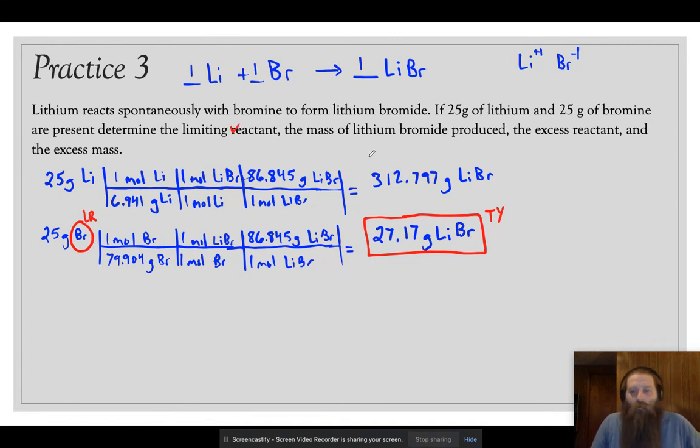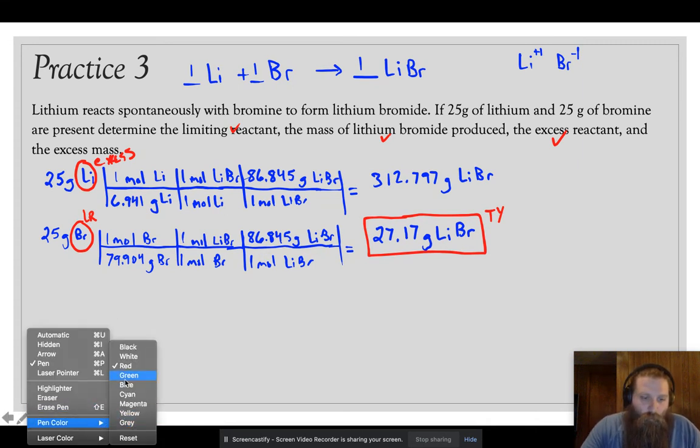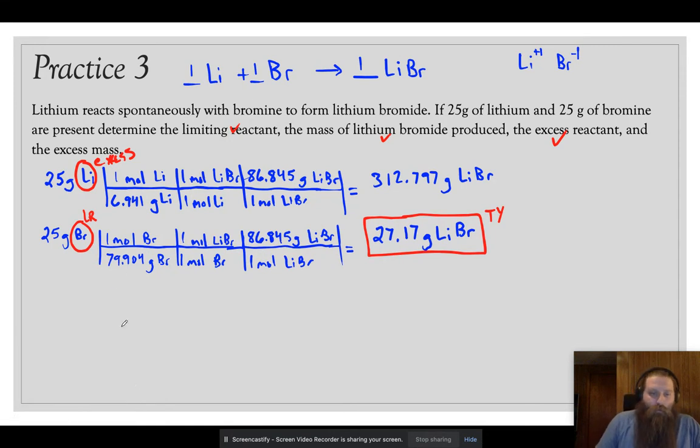So I found the limiting reactant, I found the mass produced, that's the theoretical yield. I found the excess reagent, right, because we found them at the same time. Lithium is in excess. Yeah, there we go. All right. So now all I need is the excess mass. So I have one more conversion to do, and then a little bit of subtraction. So I take my theoretical yield, 27.17 grams of LiBr. I'm going to convert it into my excess reagent.